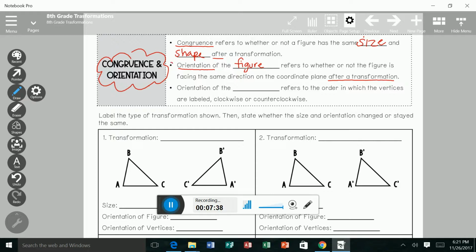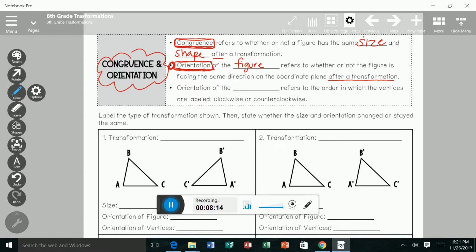So orientation, I'm just looking to see if that figure has moved in any sort of way. Has it flipped over? Did I slide it? Did I turn it? Okay, that's what orientation is. So if I've moved it, I've changed its orientation. Congruence means I've actually changed the size of the shape. There's only one transformation that will change the size of the shape, and those are your dilations. All the other ones, you change their orientation.